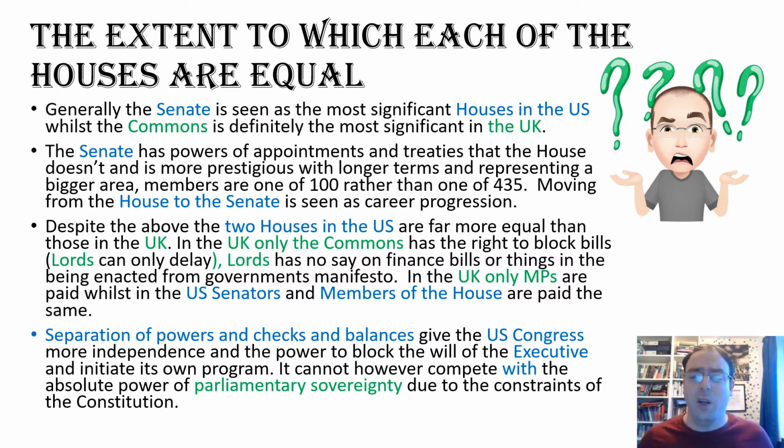Despite the above, the two houses in the US are far more equal than those in the UK. In the UK, only the Commons has the right to block bills. The Lords can only delay. The Lords has no say on finance bills or anything that's been enacted from a government's manifesto. In the UK, only MPs in the House of Commons are paid, whilst in the US we've got equality. The US senators and the members of the House are paid the same amount of money. I think it's $178,000 a year.